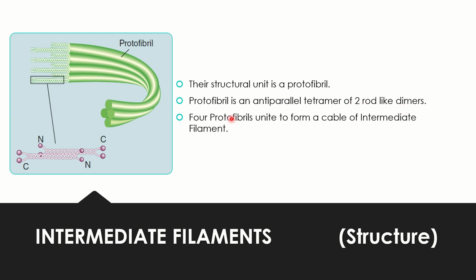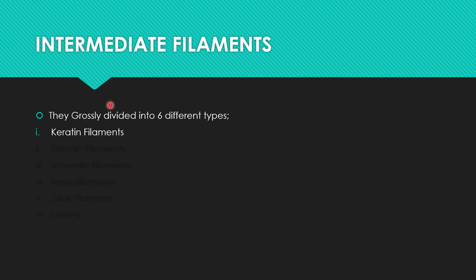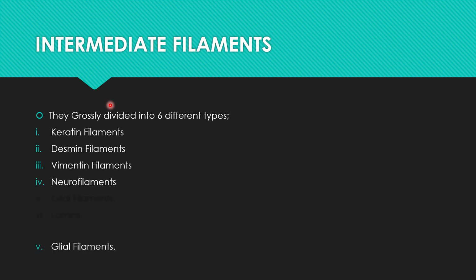Okay, and four protofibrils unite to form a cable of intermediate filament. Four protofibrils, each formed by the joining of two dimers to form an antiparallel tetramer, and the intermediate filament is made by uniting four protofibrils. Now the intermediate filaments are of six types: keratin filaments, desmin filaments, vimentin filaments, neurofilaments, glial filaments, and lamins. We will discuss them one by one.